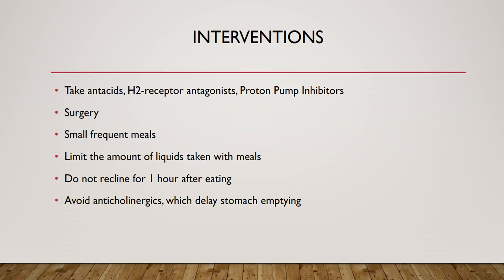Interventions are going to be antacids, H2 receptor antagonists, or PPIs, and this is to actually help reduce the amount of acid so that it doesn't collect in that hernia, which would then cause more erosion or problems to the esophagus. Other interventions are going to be surgery.